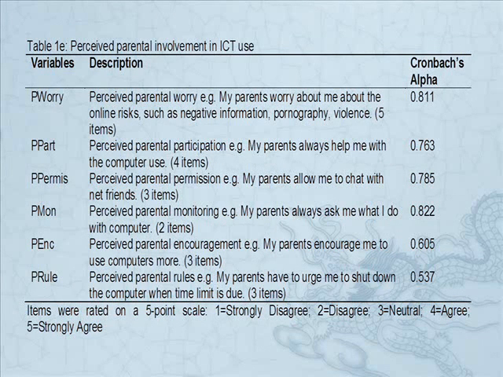The fifth dimension is about perceived parental involvement in ICT use, including 6 variables: parental care, parental participation, parental permission, parental monitoring, parental encouragement, and parental rules.